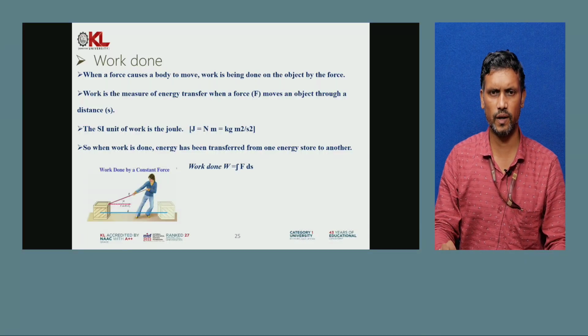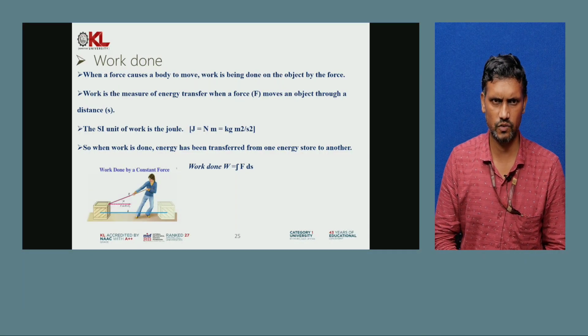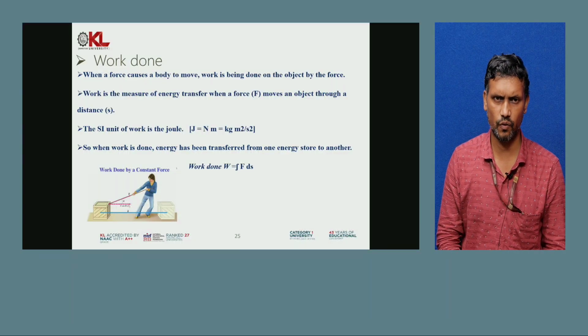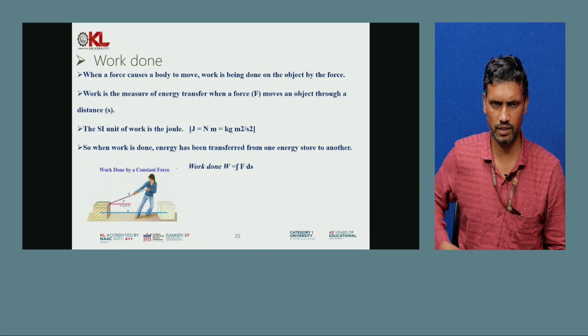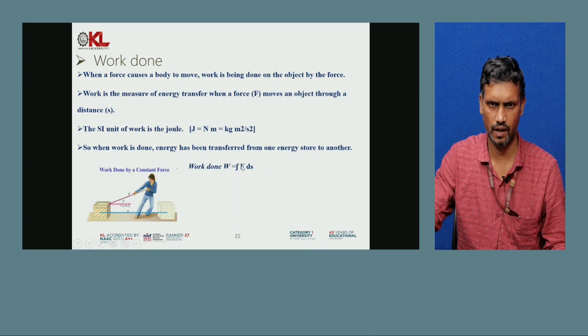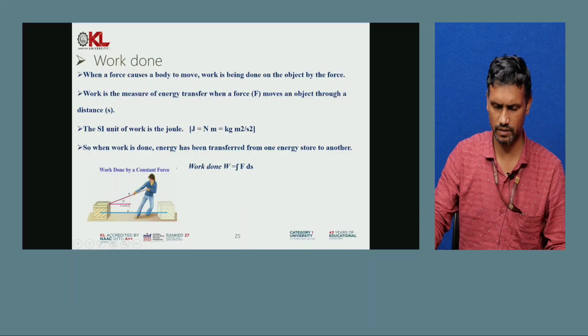Now coming to work. What is work done? When a force causes a body to move, work is being done on the object by the force. Work is nothing but a measure of energy transfer when force F moves an object by distance s. You can see here the expression of work done: F into ds, force into the displacement in the direction of force, which will give you work done. SI unit of work is joule, which is force into distance. Force is Newton, distance is m, so Newton meter.